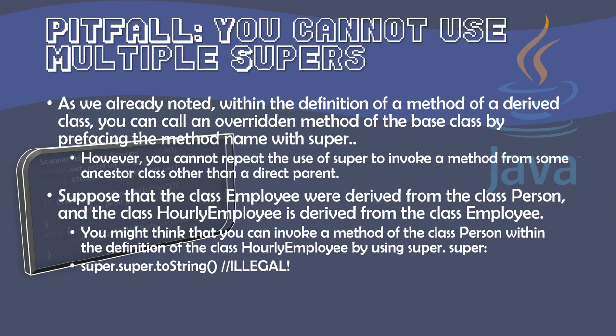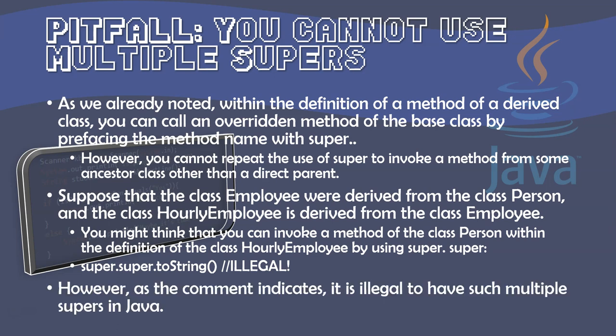So let's just say we have the class employee derived from the class person in this example. Another way to look at this, and then hourly employee is of course derived from employee. If we were trying to invoke a method of class person within that definition by using super.super, for example super.super.toString, this would be illegal. We would not be able to use this within our code without it throwing an error.